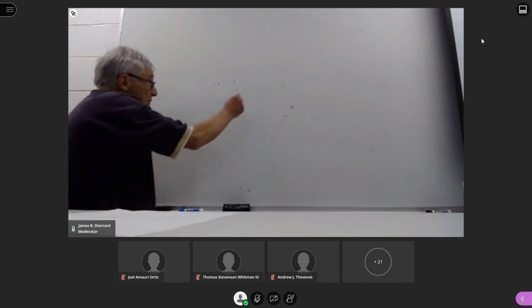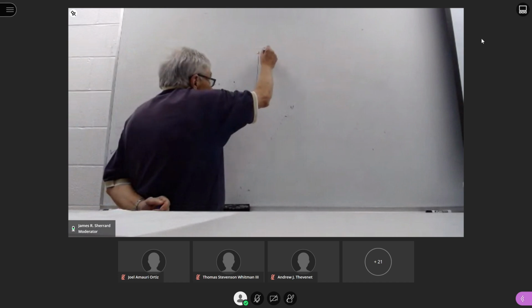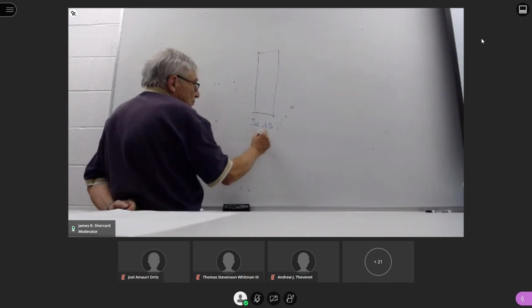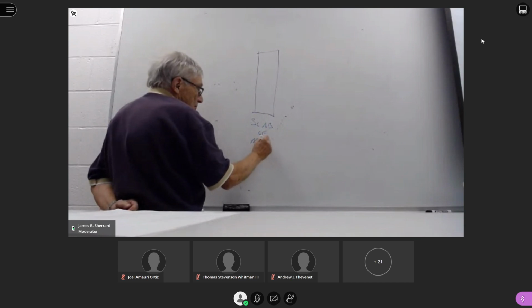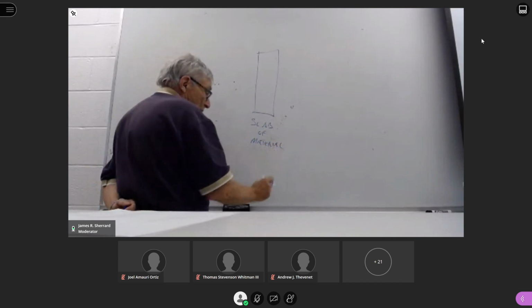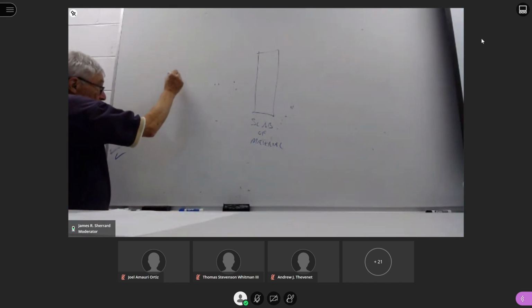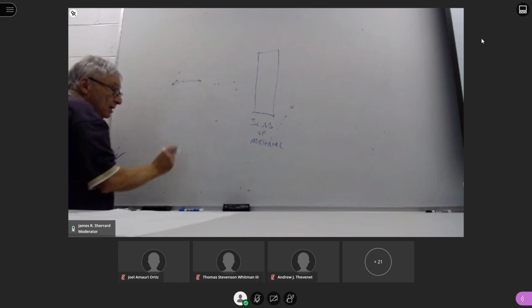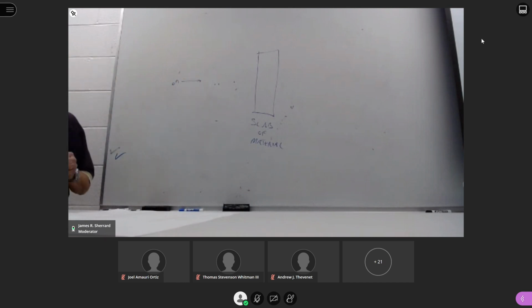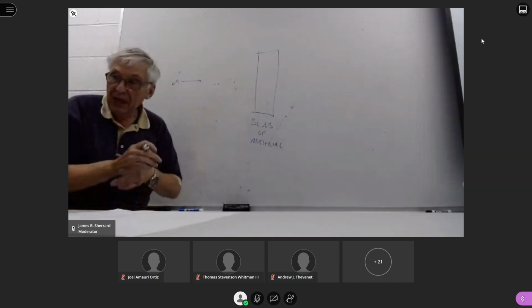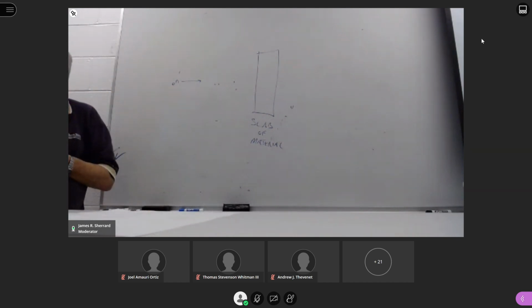Okay, let's say we have a slab of material. And let's say on this side, we have a neutron that is traveling in that direction. In very simplistic terms, what are the possibilities that can happen to this neutron as it interacts with that slab of material?